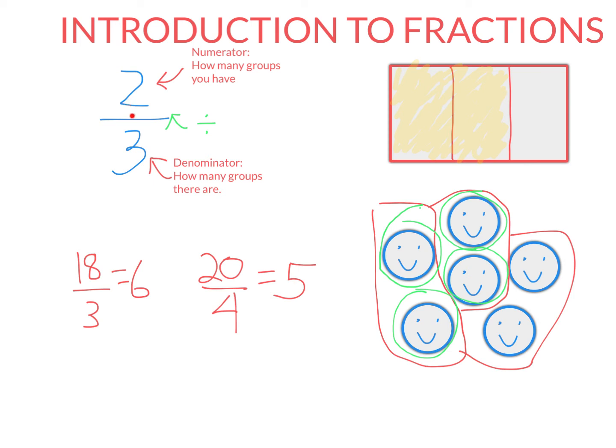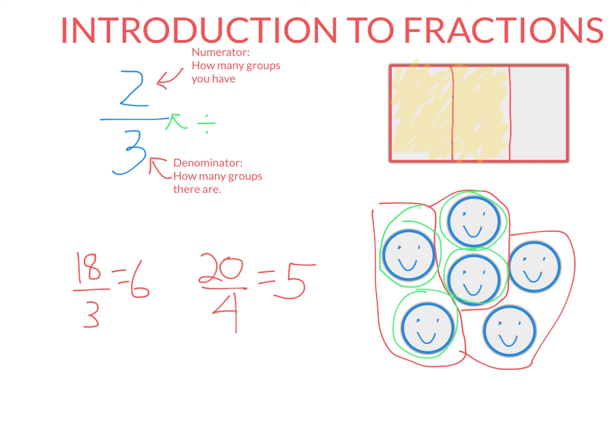But what about 2 divided by 3? Well, that's not going to give us a whole number. The number it equals is going to be less than 1. 2/3 is going to be less than 1. It's less than a whole, as you can see here and here. If the rectangle is 1 whole, 2/3 is less than that.